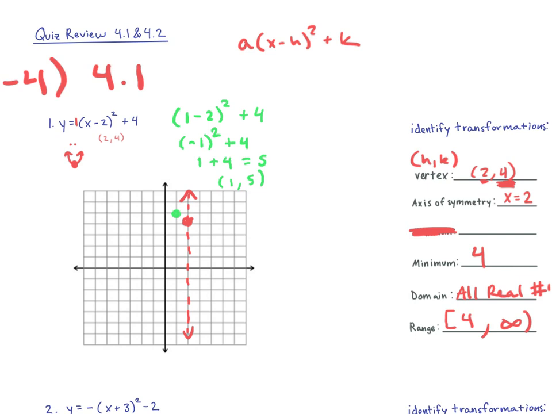So there's 1 point on our graph. Do we have another point? Reflected on the other side. So the same point on the other side. Once we have our 3 points, we just draw our parabola.